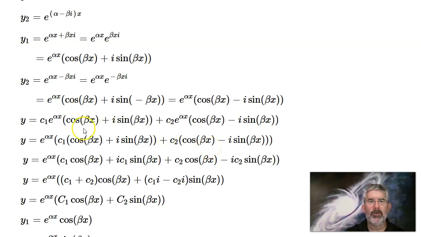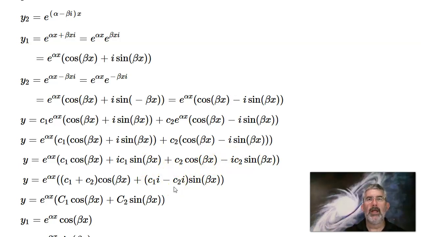So now I'm going to distribute the C1 and the C2 in, which is what I end up with there. And now I'm going to recombine. So I get two things I notice have cosine beta x in it, and so there they are there. And I notice two things with sine beta x in it, here and there, and so I've collected them here.